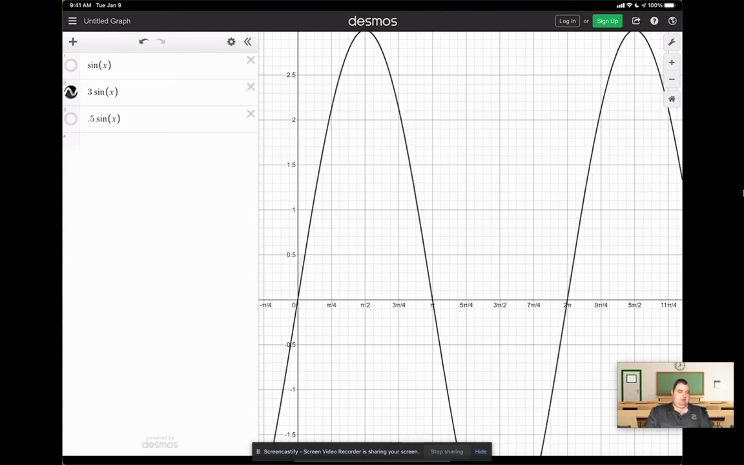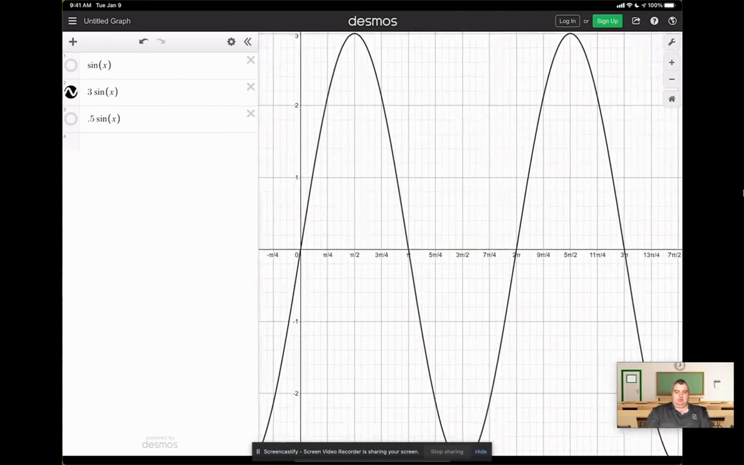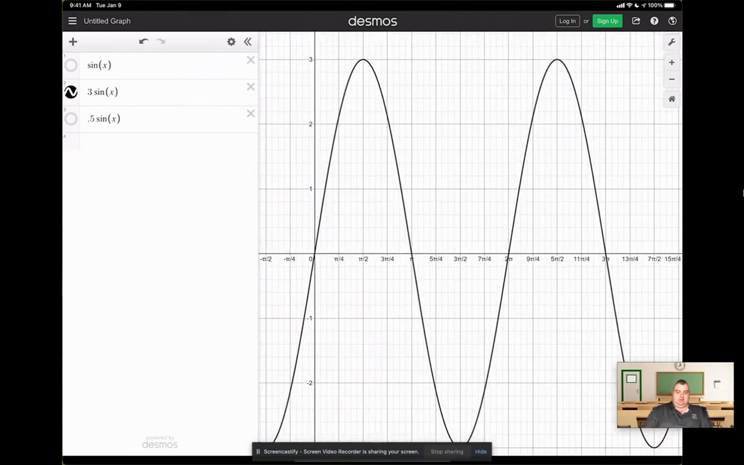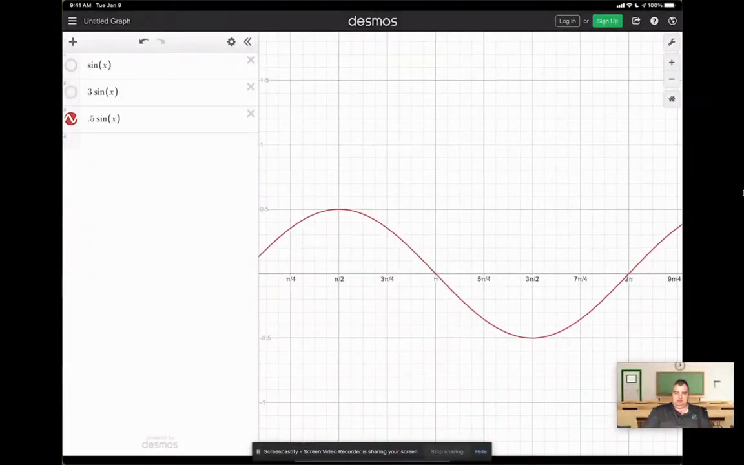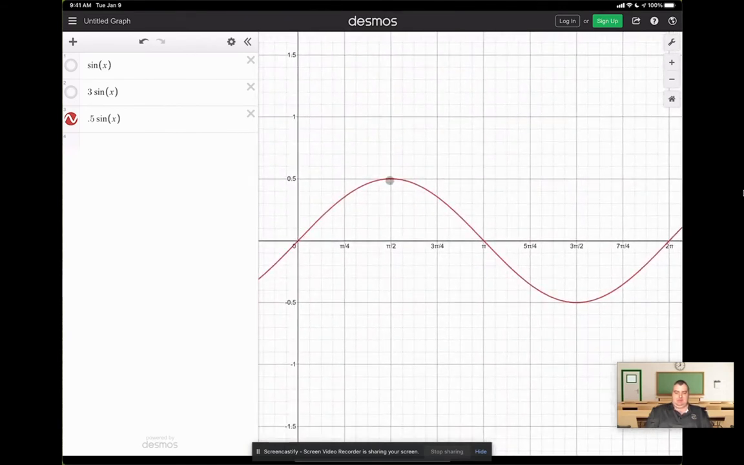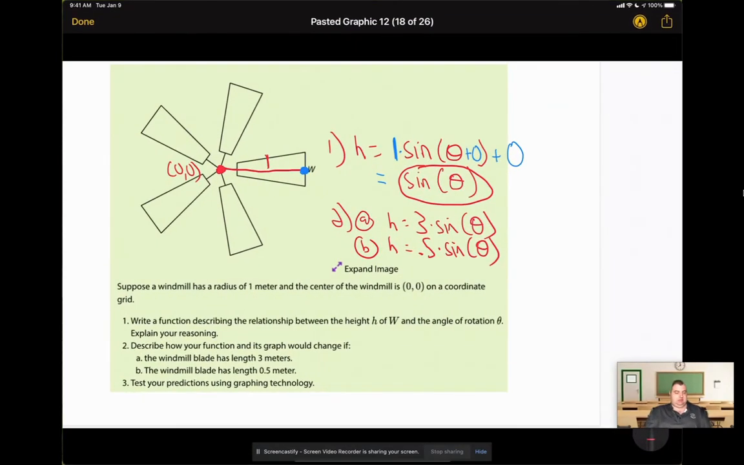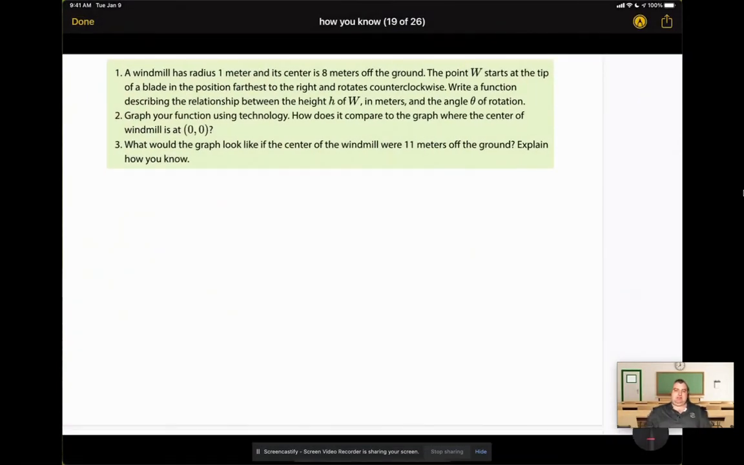Okay? If my radius or length of the windmill blade was 3, then I would go 3 meters away from the center. And if my radius was 0.5, let me zoom in a little more. Okay, notice I wouldn't go more than a half a meter away from the center or the midline. Okay, so our predictions are correct. So that's the first set of examples for this lesson. Let's go to the second set of examples.